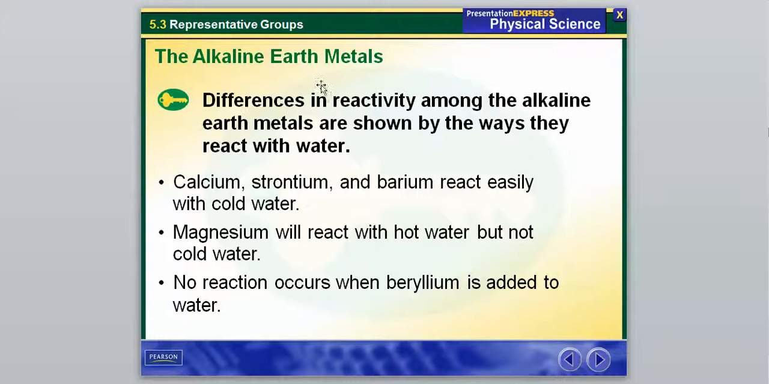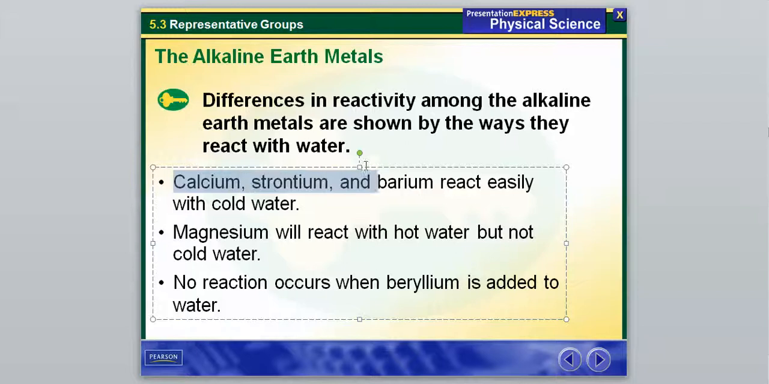And there are differences in reactivity among the alkaline earth metals that are shown by the way they react with water. So remember in the video we watched all the violent reactions that occurred with water. This one for the alkaline earth metals is going to be much different than the alkali metals. First off, there's calcium, strontium, and barium. They react easily with cold water. So if you put them in cold water, they will react. Magnesium, however, on the other hand, will react with hot water, but it will not react with cold water. And then no reaction will occur when beryllium is added to water.